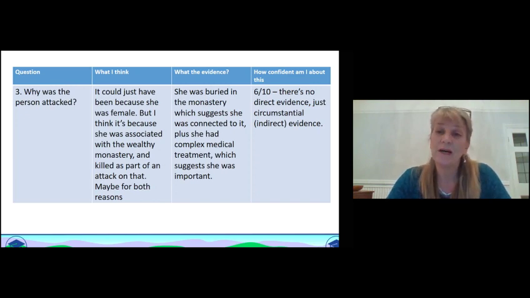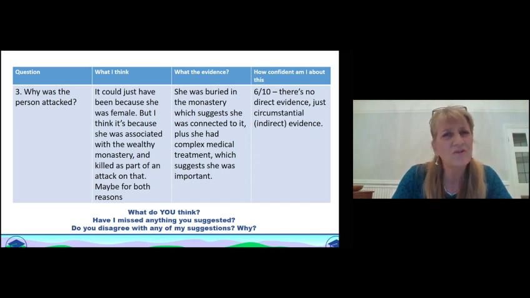How confident am I about this? Well, 6 out of 10. There's no direct evidence, it's just circumstantial. Documents tell us quite a lot about the behaviour of Vikings during attacks and that they did target monasteries, but we don't have anything specific to tie that to this case. Again, what do you think?